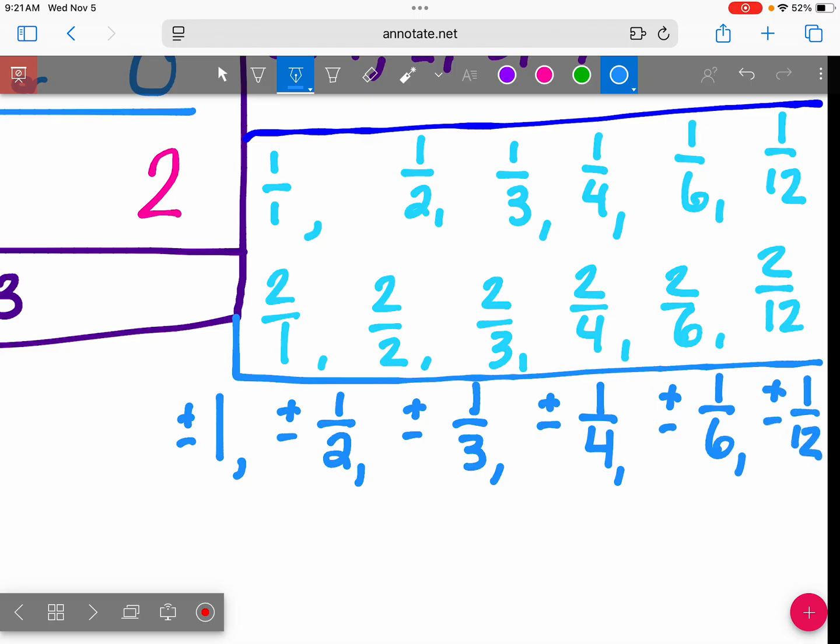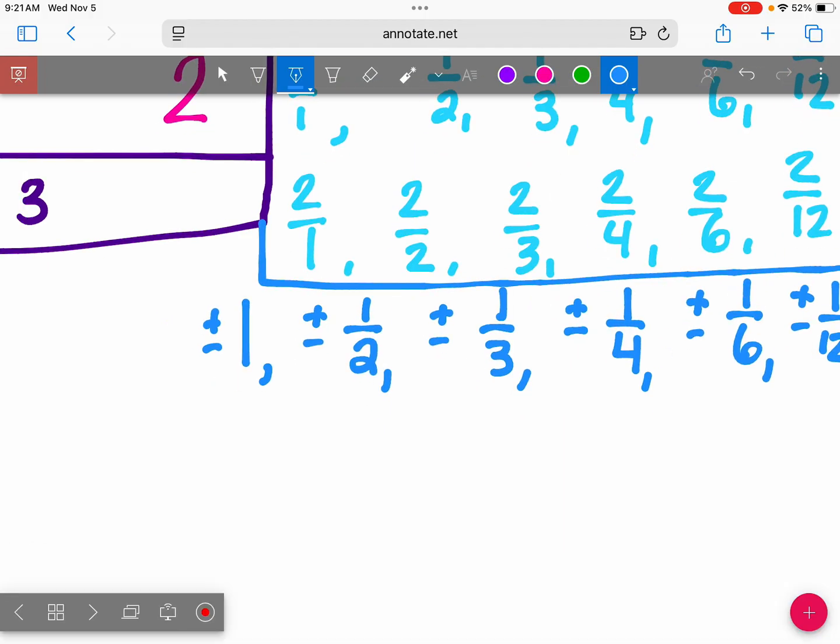It's in our 2's that we're really going to get some simplification happening here. Because we're going to have our plus or minus 2. 2 over 2 simplifies down to be 1. We've already got that. Our 2/3 we do still need to have. 2/4, so that's 1/2. I already have that in my list, so I don't got to worry about that. 2/6, that is 1/3. I already got that. 2/12 is 1/6. I already have that. So this is my full list of all possible options for us to test.